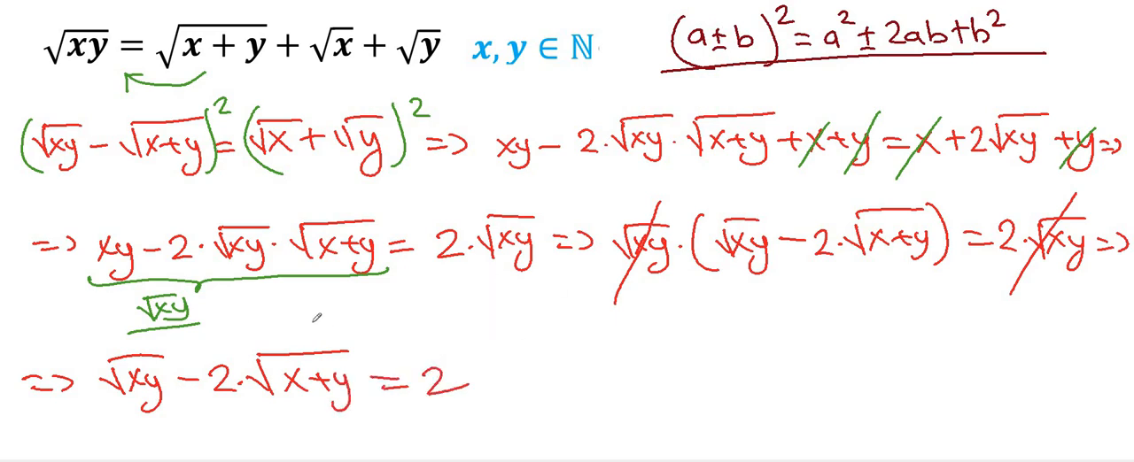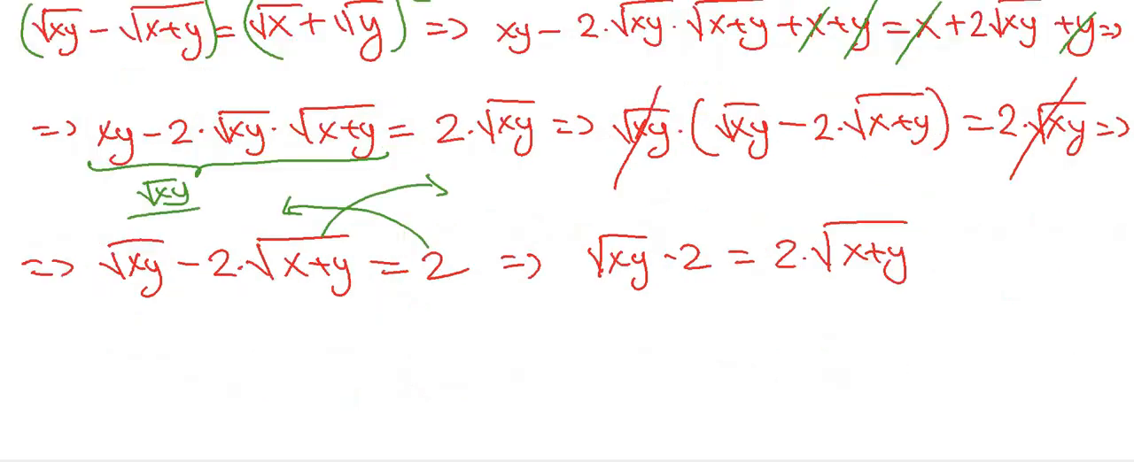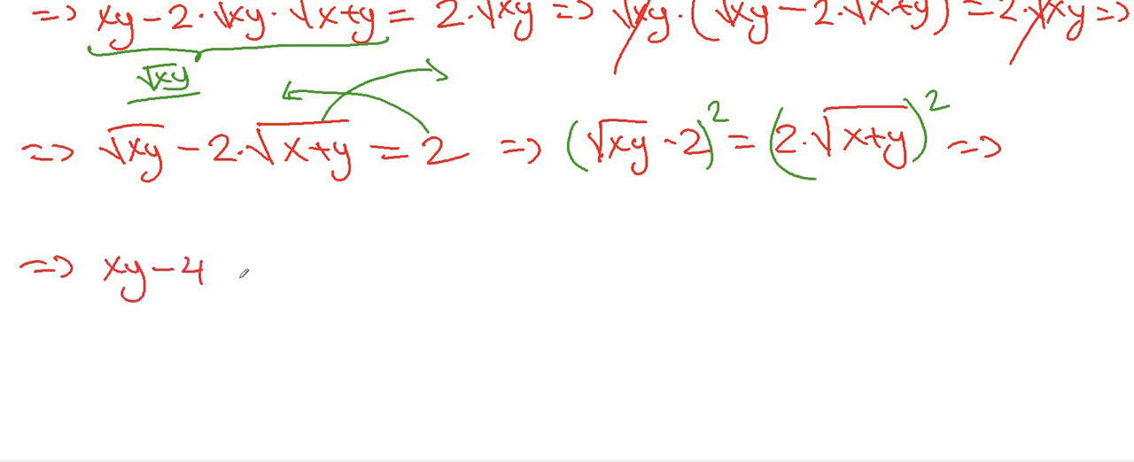Now let me move this 2 to the left hand side and 2 times square root of x plus y to the right hand side. So therefore I will get square root of xy minus 2 is equal to 2 times square root of x plus y. Now let me again square both sides. Then I will get from the last equation xy from the left hand side minus 4 times square root of xy and plus 4 is equal to 4 times x plus y.